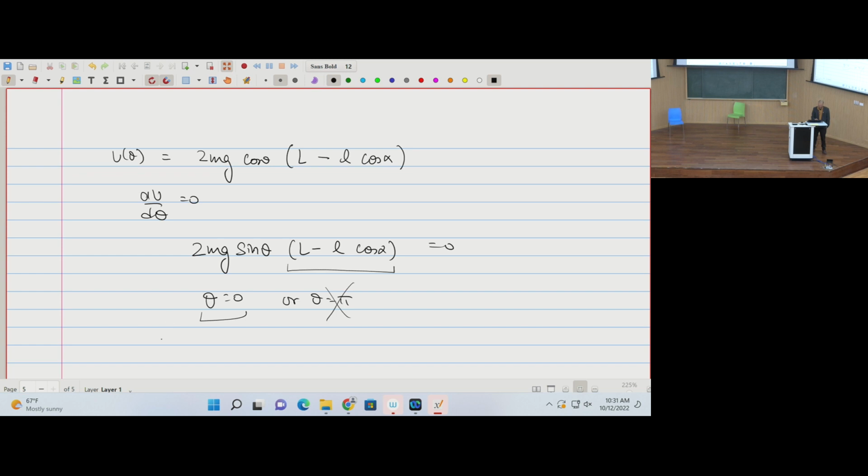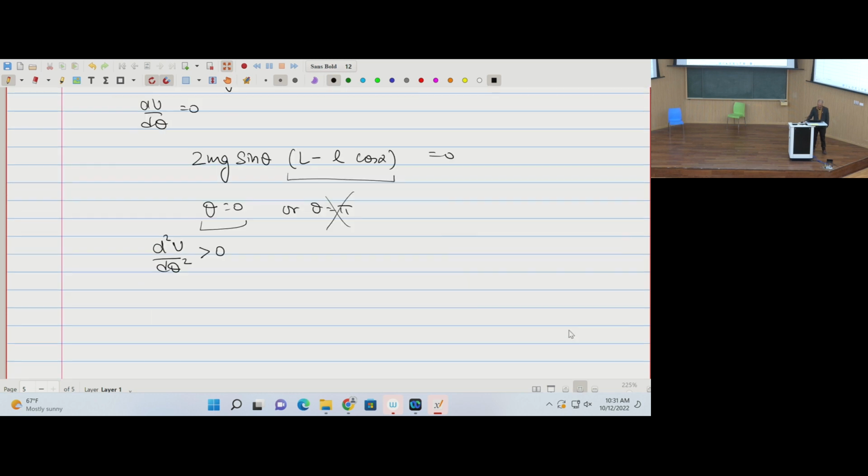So when is it a stable equilibrium? When it's a minima. That means this d2U by d theta 2 has to be greater than 0. So when you take another derivative, basically what that boils down to is that capital L minus small l cos alpha has to be greater than 0 for stable equilibrium.